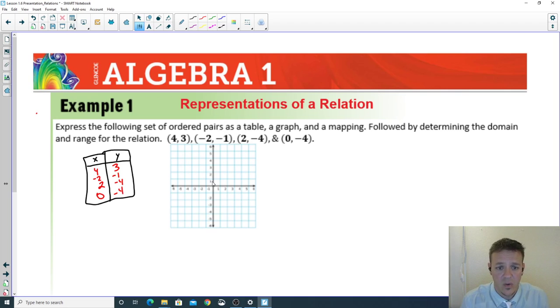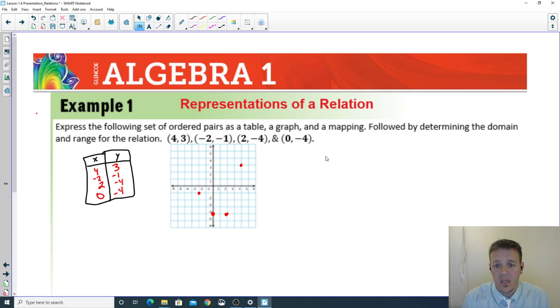Now you graph them, right? So over 4 up 3, over -2 down -1. You guys should know how to graph. Hopefully. If you struggle with this part, please let me know. For 2, -4, this is the x, and for 0, that means we're not moving off the x, and -4, there are the points. Okay, the last thing here is what's called a mapping.